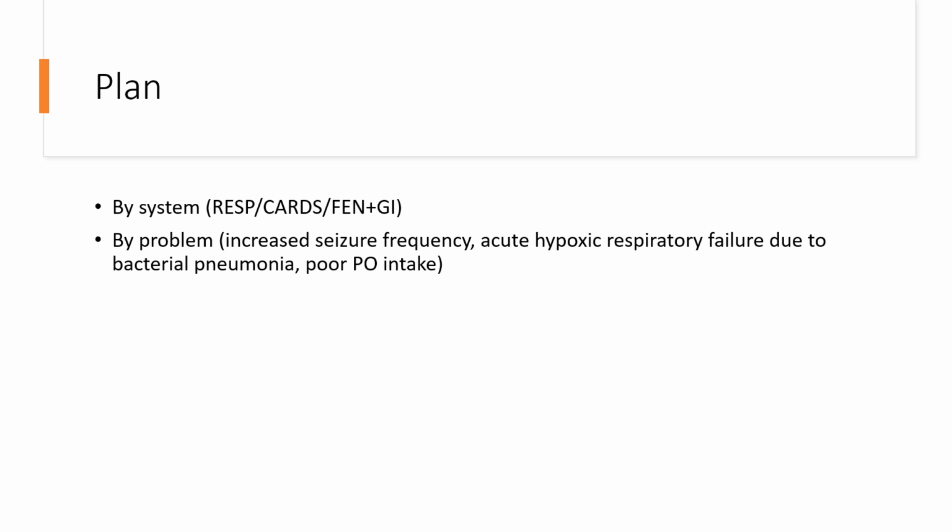All right, anyone who's been asleep this whole time, it's time to wake up because we are in the home stretch and the most important part, your plan. You can divide up your plan by systems, such as respiratory, cardiac, endocrine, or by problem, such as acute hypoxic respiratory failure, tachycardia, hypoglycemia. In the Phoenix Children's Residency Program, you'll notice that most residents divide their plan by systems, so that's what we're going to review here. However, either method is acceptable.